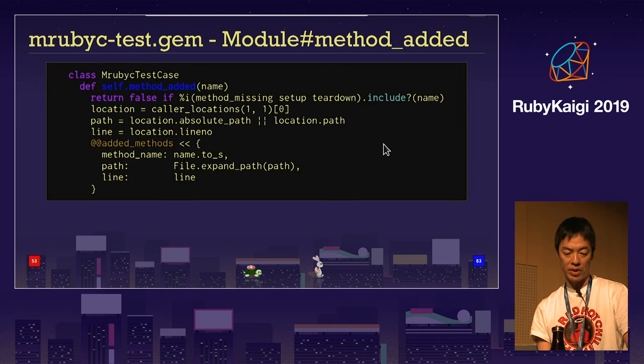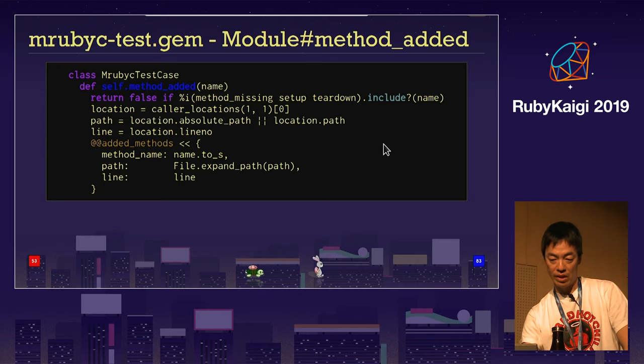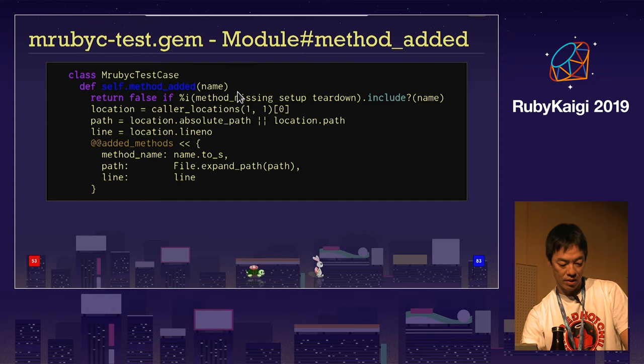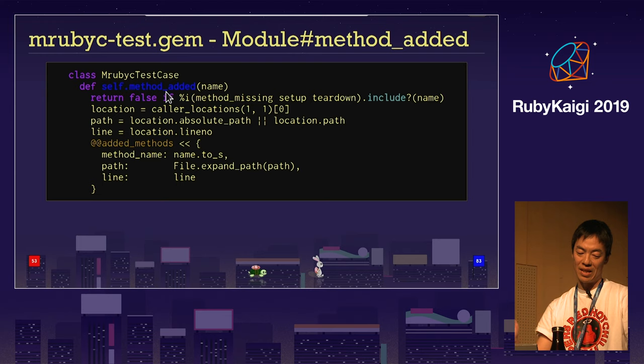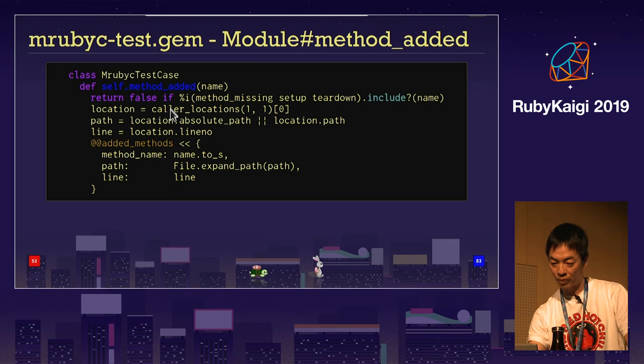This is part of the implementation of mrubyc test. Take note, there's the mrubyc test case class. It has the self.method_added method. Thanks to the method, this method will be called when a method is defined. Accordingly, we can know the name of the method. Name of the method. Yes, this is there. And the file path of the script and the line of the method definition.